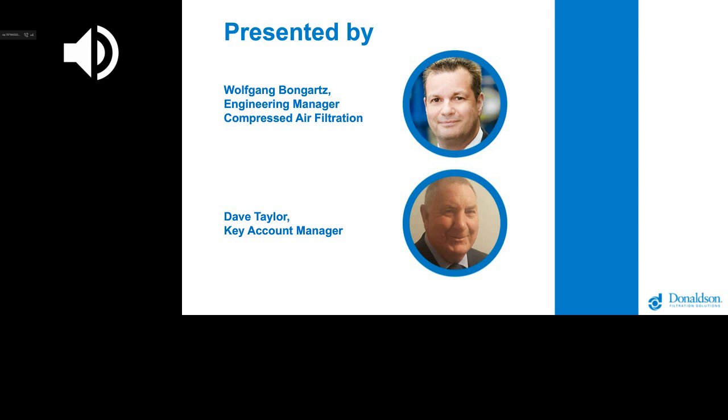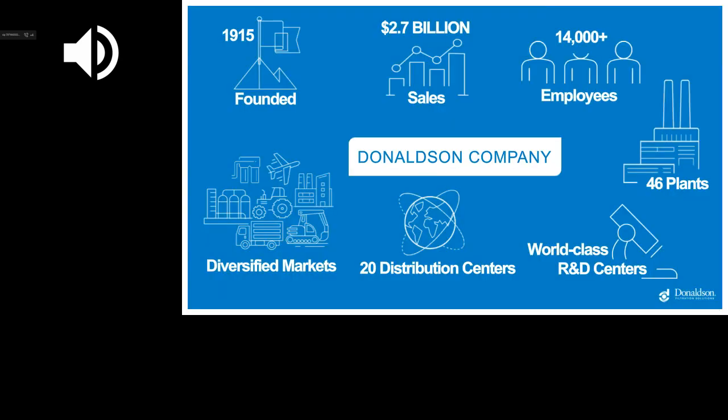To begin with, I would like to provide a brief overview of the Donaldson Company. The company was formed in 1915 by Frank Donaldson and has now grown into a $2.7 billion company with 47 manufacturing plants worldwide. Our growth is based on the many diversified markets we work with and high levels of investment in research and development that ensures that Donaldson technology is always moving forward to meet the requirements of an ever-changing world.